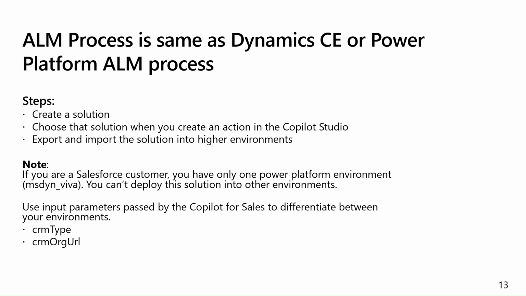There's one exception to this. If you are a Salesforce customer, you have only one Power Platform environment. You can't deploy this solution into other environments, but you still have options. You can use the input parameters passed by the Copilot for Sales to differentiate between your environments. There are two parameters that Copilot for Sales is sending to the custom connector. The first one is a CRM type, and the value can be Salesforce or Dynamics. And the second one is CRM org URL. So it will also pass the URL of the environment. Using that, you can decide if you want to enrich the insights or not.